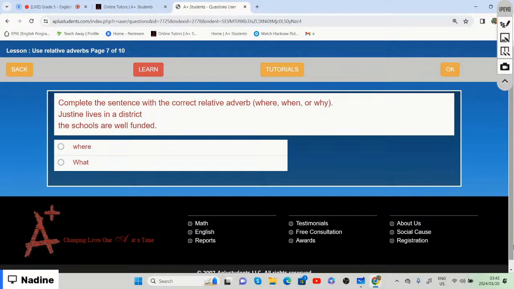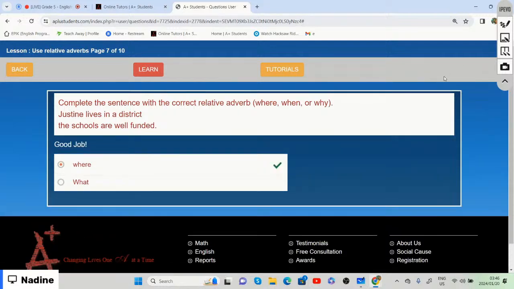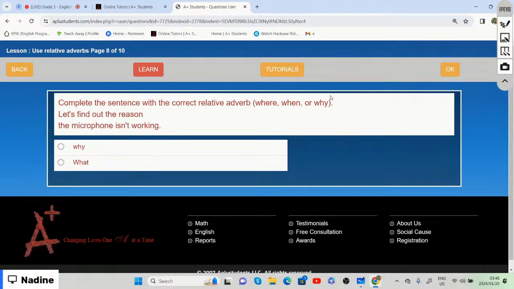So she lives in a district. Do we say where the schools are well funded or what the schools are well funded? All right, so if we say Justine lives in a district, then we say where the schools are well funded. And well done, where is correct.